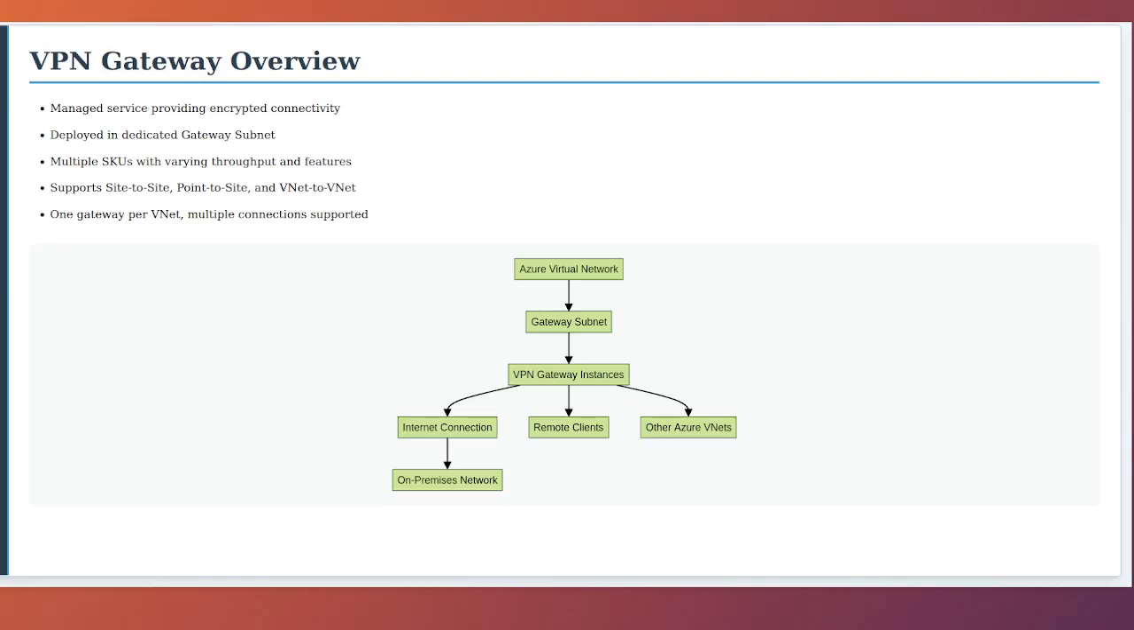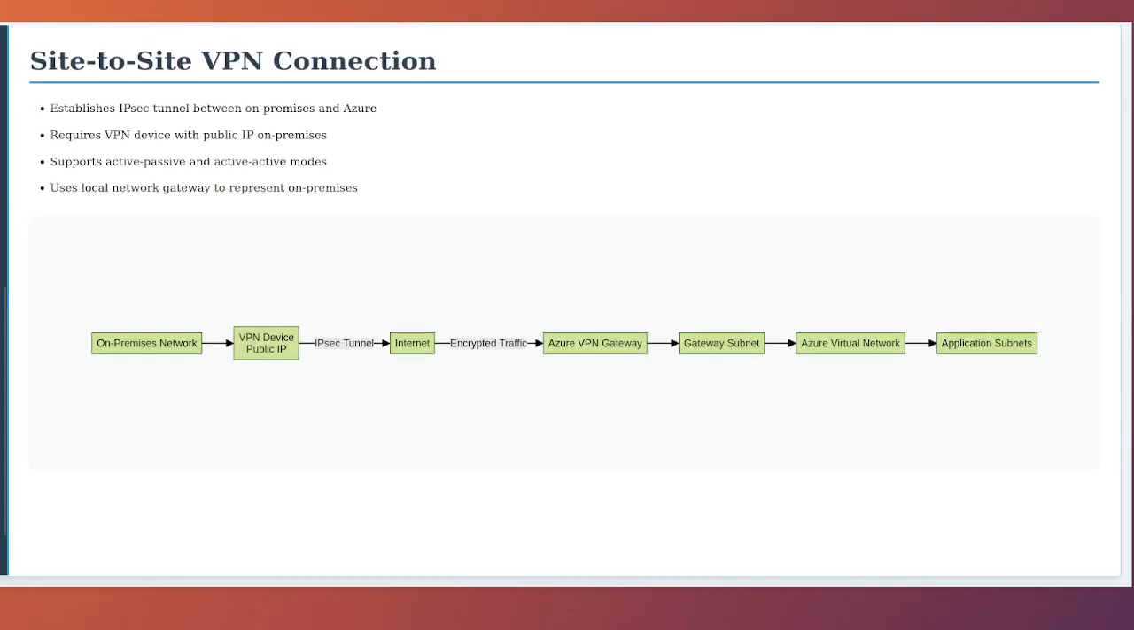One critical aspect to understand is that you can only have one VPN gateway per virtual network, but that single gateway can support multiple connections simultaneously. For example, a single VPN gateway can maintain connections to multiple on-premises sites, accept point-to-site connections from numerous remote clients, and establish VNet-to-VNet connections to other Azure regions, all at the same time, limited only by the SKU's tunnel and throughput capacity.